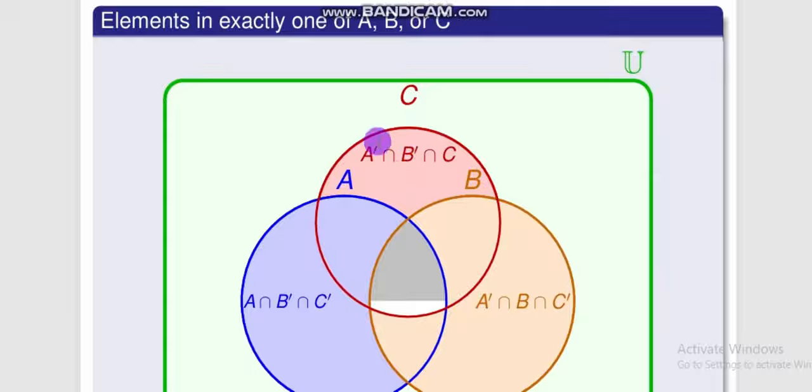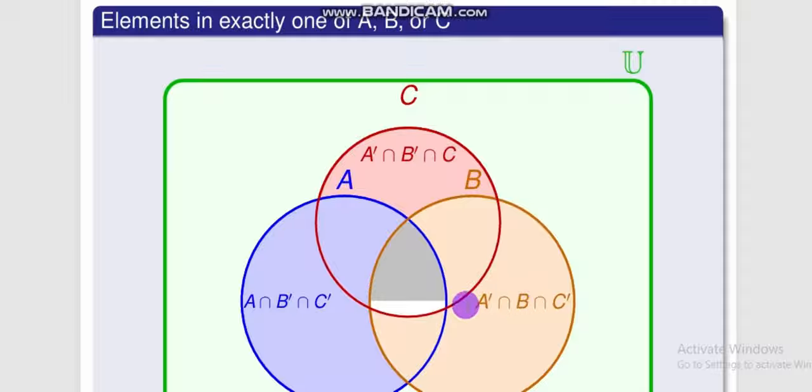This is why we say A prime intersection B prime intersection C, right? So elements exclusively in C are written here, exclusively in B are written here, exclusively in A are written here, and this is the notation: A intersection B prime intersection C prime, A prime intersection B intersection C prime. Okay, remember the commutative law.